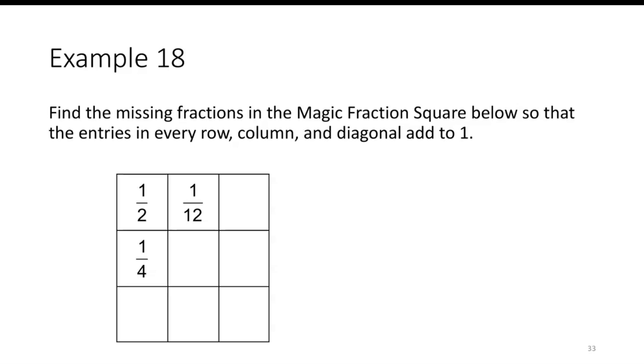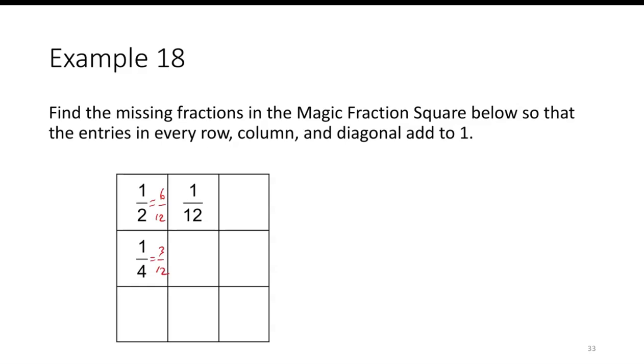All right. Finally, let's try this missing fraction square here, where every row, column, and diagonal add up to 1. So for instance, it might be better first to get these in terms of a common denominator. 12 is a multiple of 2, 12 is a multiple of 4, so 12 would work as a common denominator. So this fraction here would be 6 over 12, and the one below that, 1/4, is the same thing as 3 over 12.